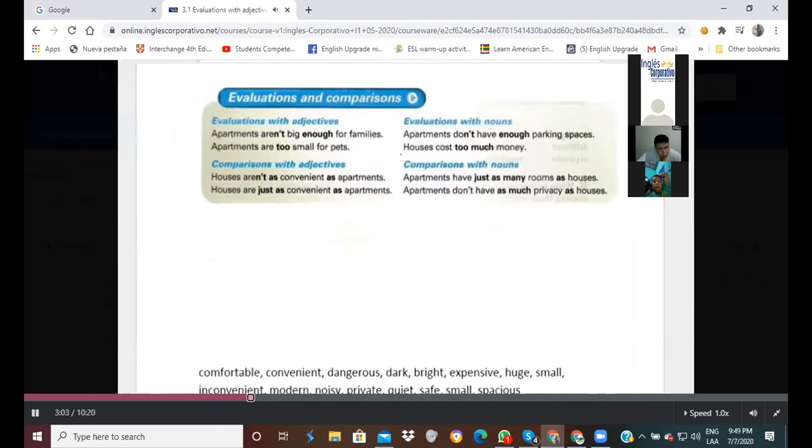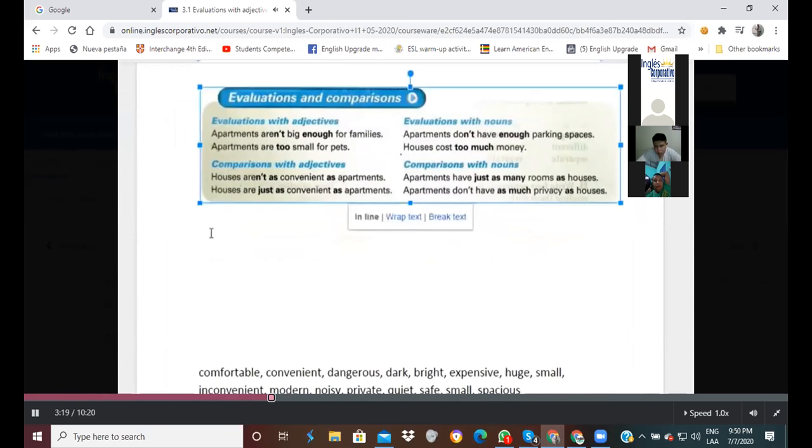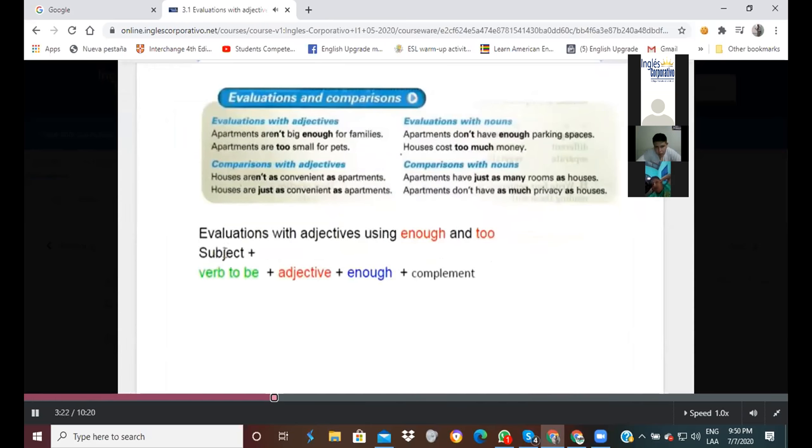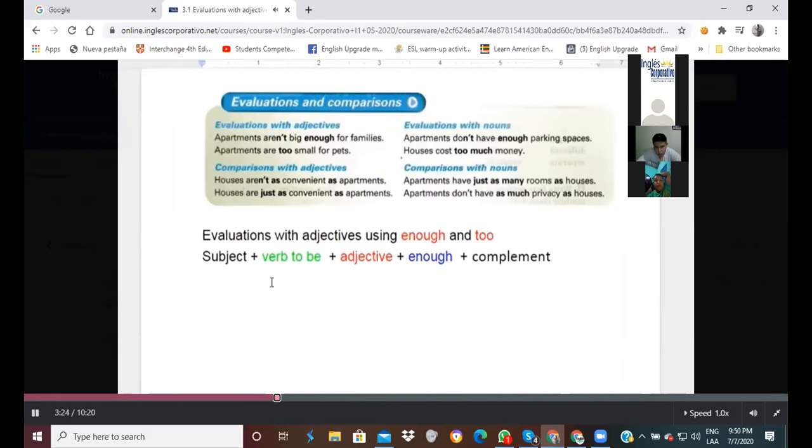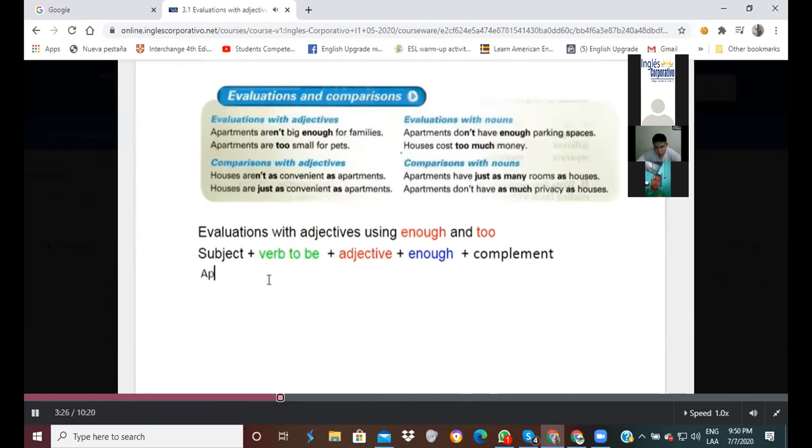Let me present some structure at this time on how to make sense of this evaluation that you see there towards the left. Apartments aren't big enough for families. So in order for us to make that particular evaluation, we can think of the following structure. So let me go ahead and write that now. Following this structure, we're going to have a subject. So in this case, we have apartments. This is followed by the verb to be. In this case, it happens to be in its negative form.